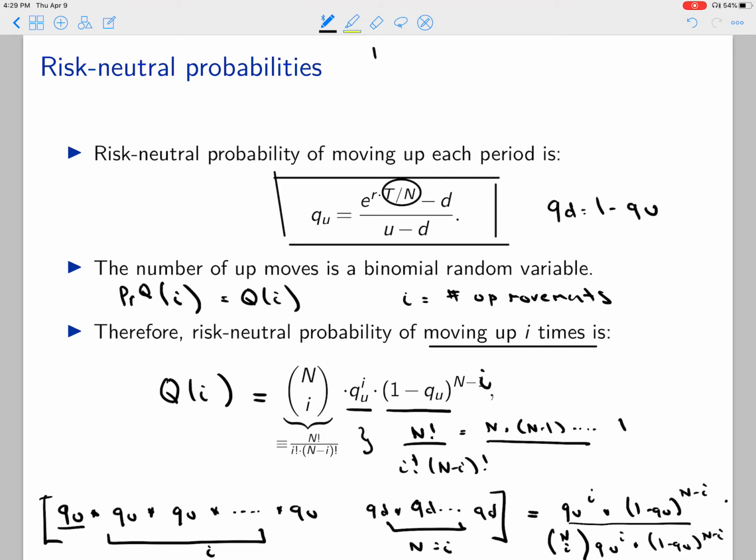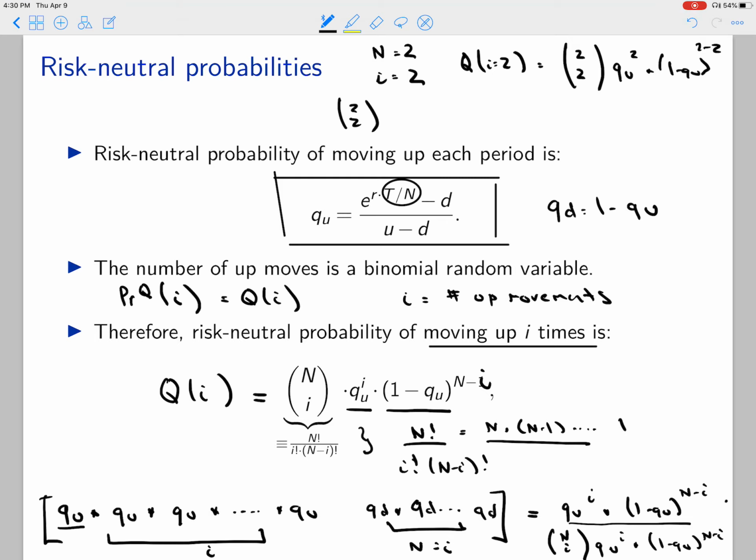For example, suppose we have n equal to 2 and I equal to 2 as well, like we had before. Then how do we compute this probability? Q of I equal to 2 is equal to n choose I, that is 2 choose 2, times Qu to the I squared, times 1 minus Qu to the 2 minus 2 power.